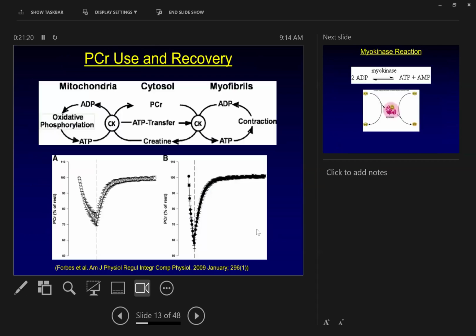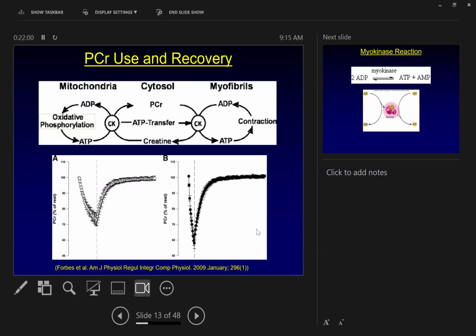This is an illustration of that recovery. Here's the front side that we've already done, creatine kinase. Sorry, this is the mitochondrial side. Here's the side that we did. Creatine phosphate, PCr, creatine kinase, ADP, ATP. Creatine comes back to creatine kinase in the mitochondrial membrane. Mitochondria makes ATP. It then uses the creatine kinase to put the phosphate from ATP back onto creatine to make creatine phosphate again. That's what's shown in these graphs.